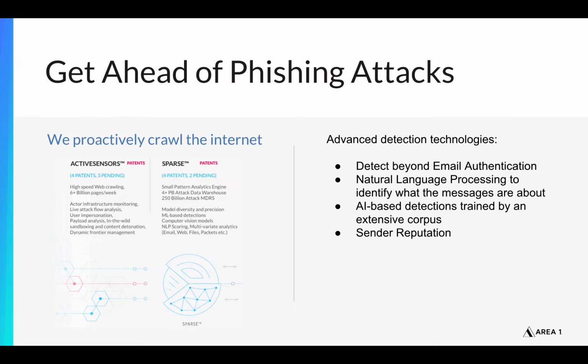In addition to that, we have some pretty sophisticated advanced detection technologies that we've deployed, going beyond email authentication, because we know that has its own flaws. Being able to get this very large corpus of data allows us to create models that we can train our AI detections with. Additionally, we have natural language processing detections built in that allow us to understand the context of these emails and what these emails are about, such that we can have more accurate detections. And finally, we take into account a lot of the sender reputation, in combination with all these different technologies and detection models, which allows us to have a high degree of efficacy and accuracy.